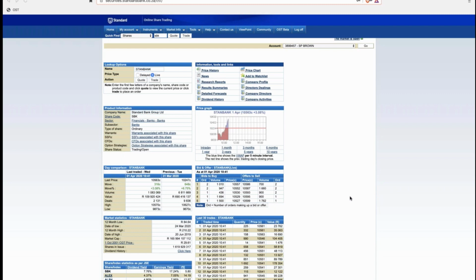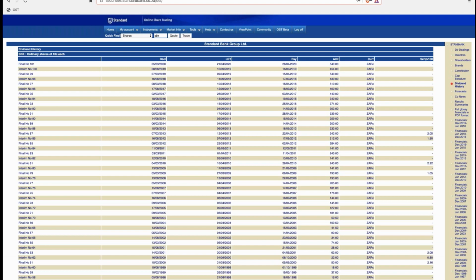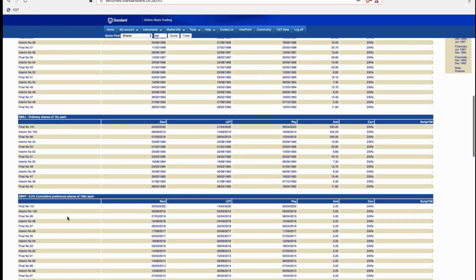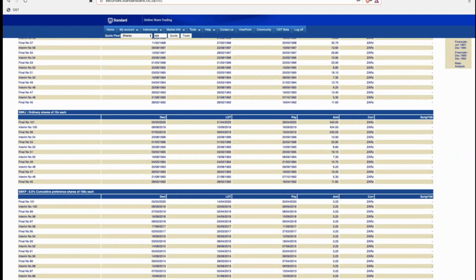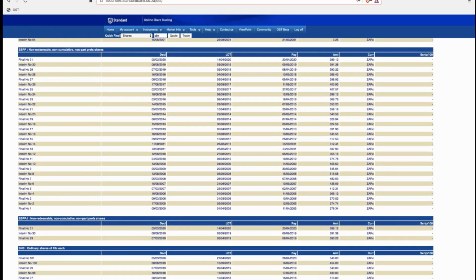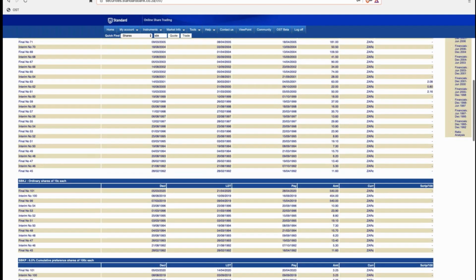Yeah, it does clash. Mohammed, I'll make a note of that. Dividend history is showing you the dividends that Standard Bank has paid out. So the first one you'll see is Standard Bank, and then below that you'll see for the Standard Bank preference shares, SPKJ, SPKP, and SBPP. These are their preference shares, and then a couple of other prefs, etc., down at the bottom.